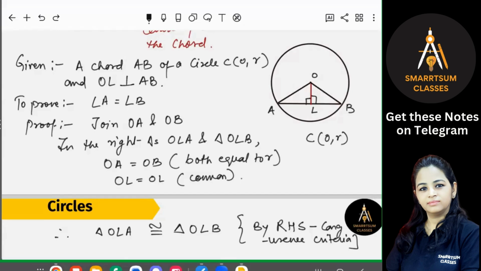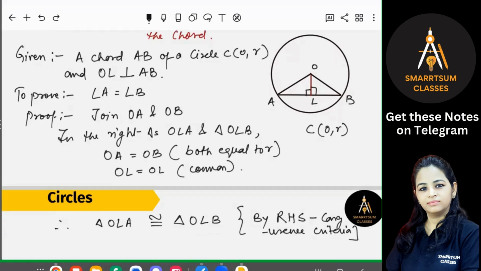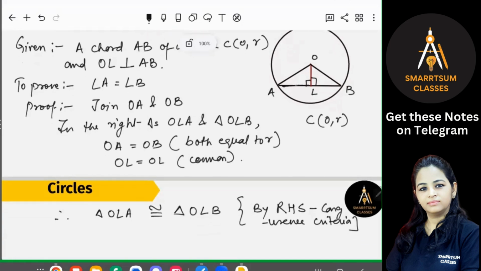Is that clear? So once we have proved that these are congruent triangles by the RHS property, the other corresponding parts of the triangles will also be equal, right? So AL and BL are the corresponding parts of these two congruent triangles, all right? They must be equal, isn't it? So right now, from this, we can say that hence LA is equal to LB.